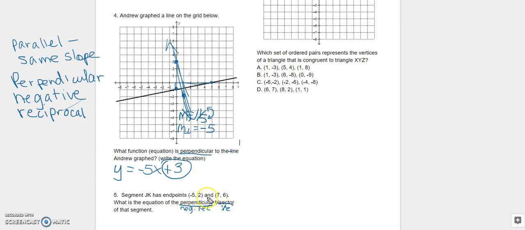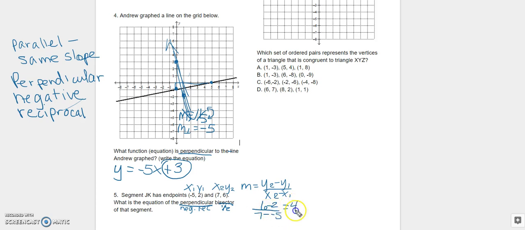Okay, so we have 1/2 and it's perpendicular, so it's going to be a negative reciprocal. Well, we have the information to work this out. Negative 5, 2 is going to be x1, y1. 7, 6 is going to be x2, y2. So first off, I'm going to need to find the slope of that line. And that's going to be y2 minus y1 over x2 minus x1. And that's going to be 6 minus 2 over 7 minus negative 5.